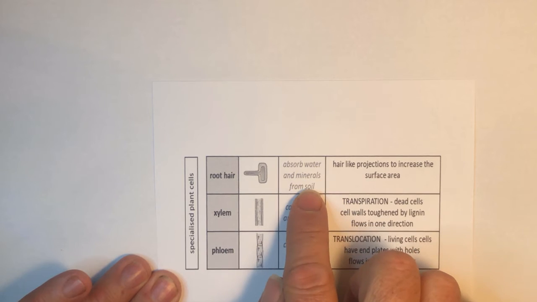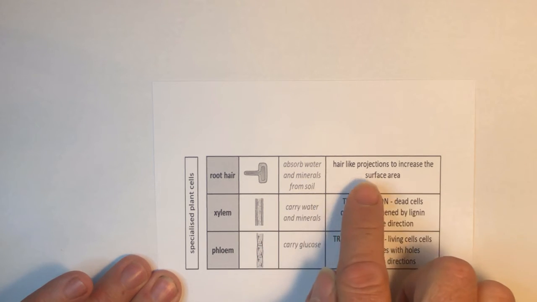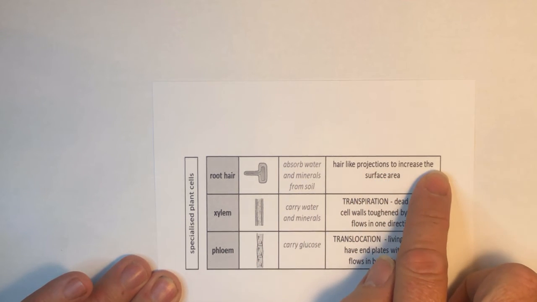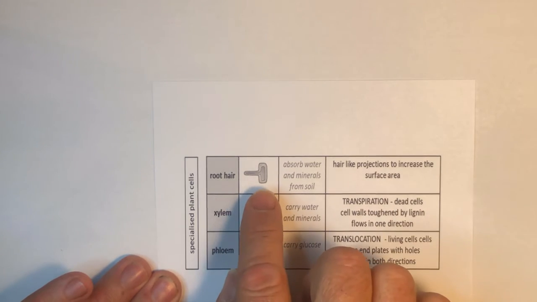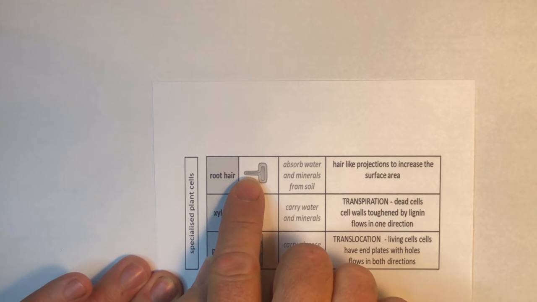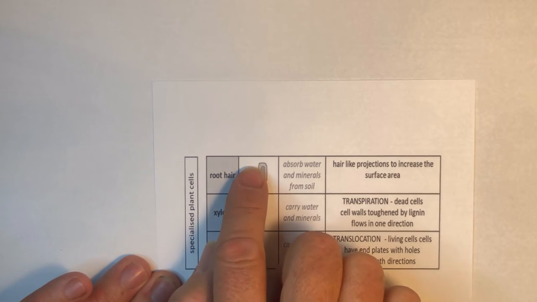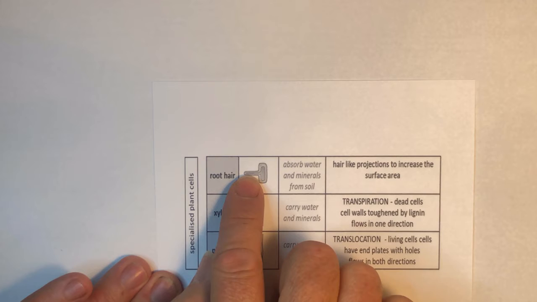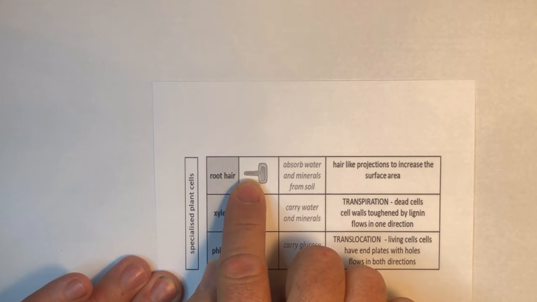Its role is to absorb water and minerals from the soil, and it's got hair-like projections to increase the surface area. Increasing the surface area basically means that if you chopped off that little hair bit there, you would have to have all that surface around the outside to absorb different substances.